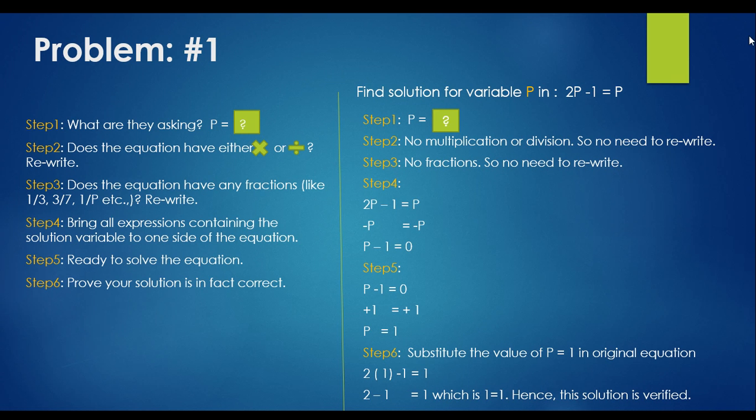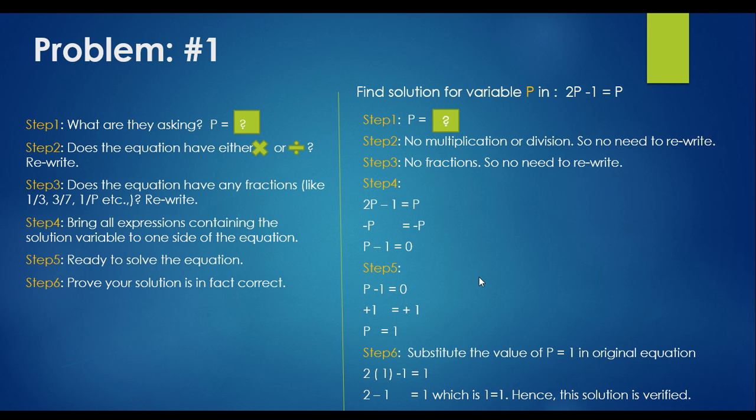This is the original equation, 2p minus 1 equals p, and I'm subtracting p from both sides so that this cancels out, and this becomes 2p minus p is p, then minus 1 as is equals 0. And step 5, we are ready to start solving this problem.